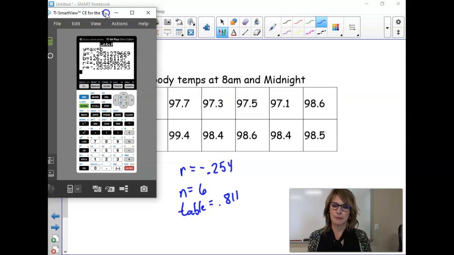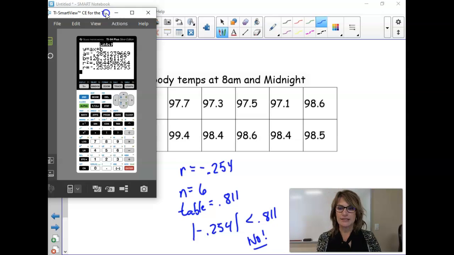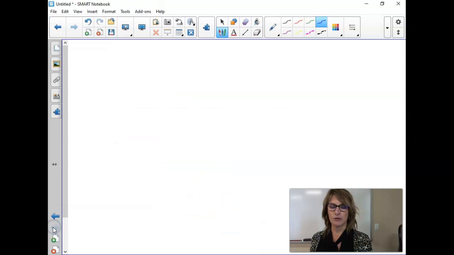Okay. So now we're checking to see, is the absolute value of R greater or smaller than the table? The absolute value of R is smaller than the table, so no. Even though we have a regression equation, we don't get to use it. Instead, we are going to use the average of your Y values.